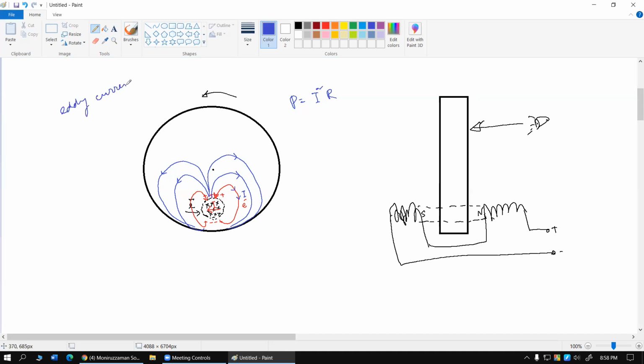Now, I didn't define this whole thing in a single definition. I just showed you a scenario of how eddy current is produced. And because of the resistance that exists within the metal disk, this eddy current is going to produce a significant amount of heating. Now, where will this heat energy come from?